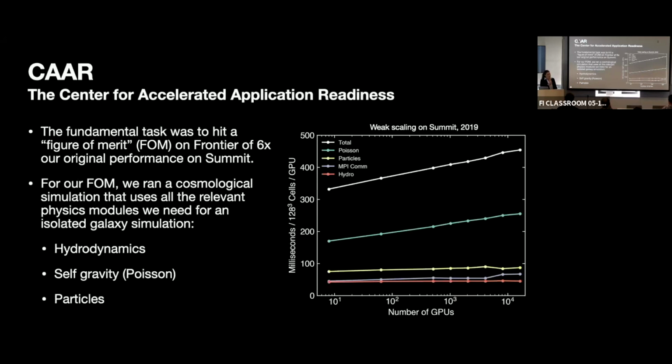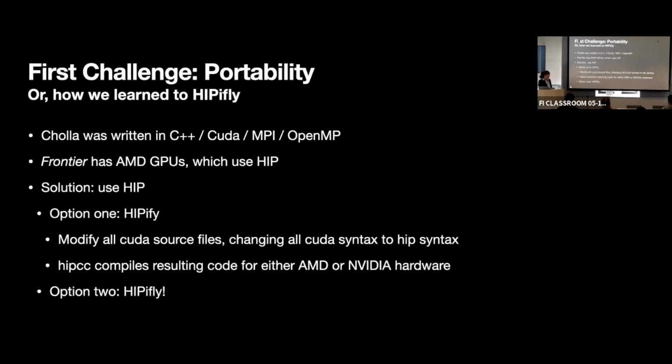There were basically 3 challenges that I'm going to outline that we had to overcome in order to get to our target figure of merit. The first was actually performance portability, right? So Cholla was originally written in C++ and CUDA with MPI for off-node parallelism, and then maybe a little bit of OpenMP thrown in there just for fun. Why not? At that point, it's already so hard to compile. Make it a little harder.